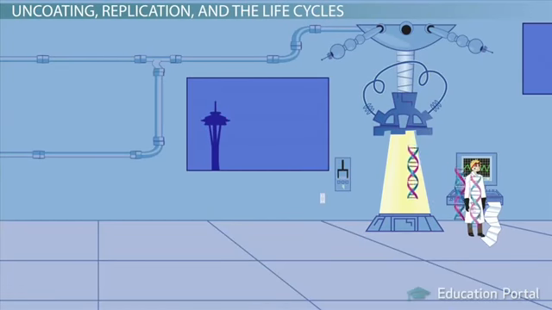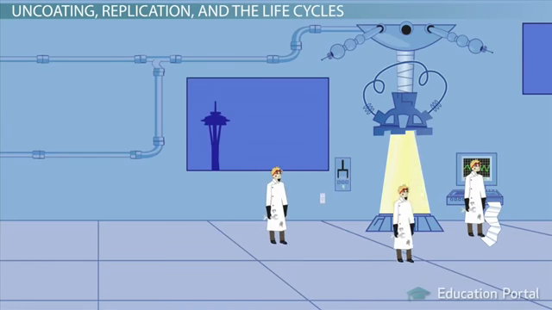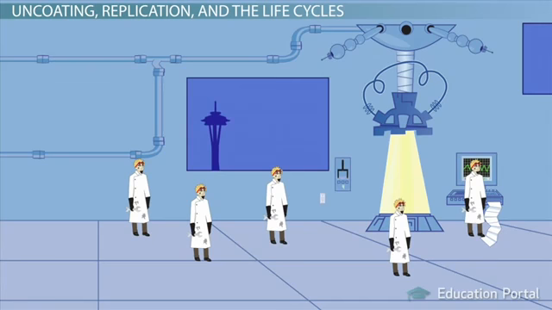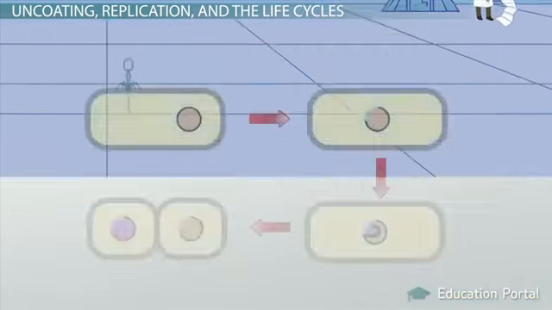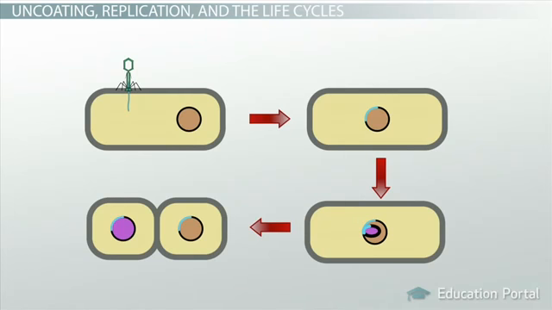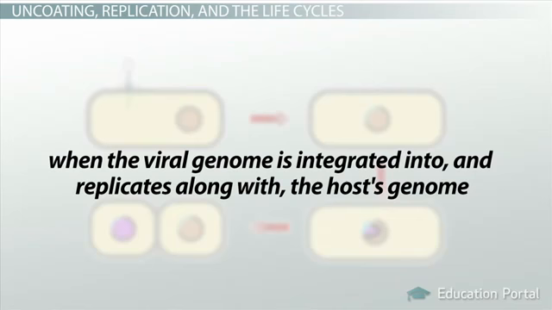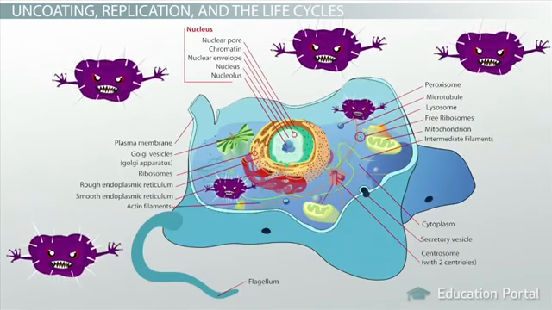So, what our mad scientist basically did is copy his own genome many times over and use a bunch of equipment in the lab to create and assemble little clones of himself. Sometimes the viral genome will actually integrate itself into the host's chromosomes. When the viral genome is integrated into and replicates along with the host's genome, we call this viral genome a provirus. A provirus is a term specific to viruses that infect animal cells.